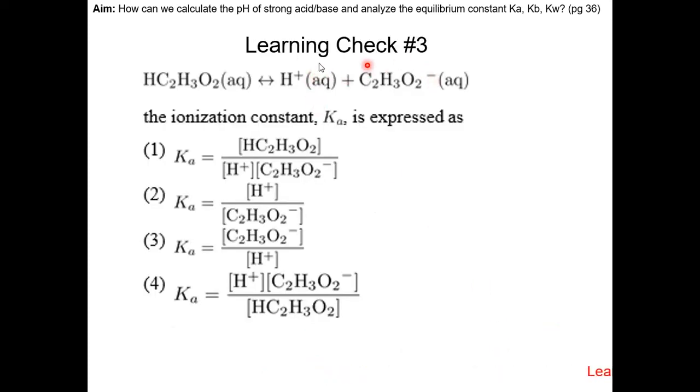Learning check number 3. The ionization constant Ka is expressed as what? Pause the video. Resume completed. The answer is choice 4.